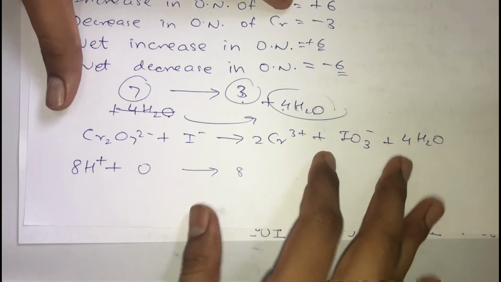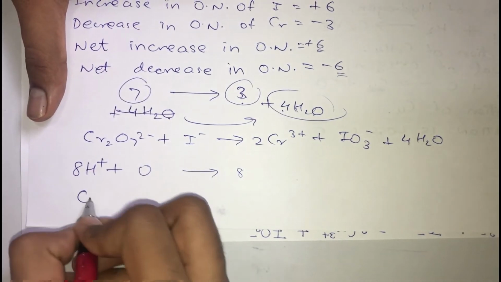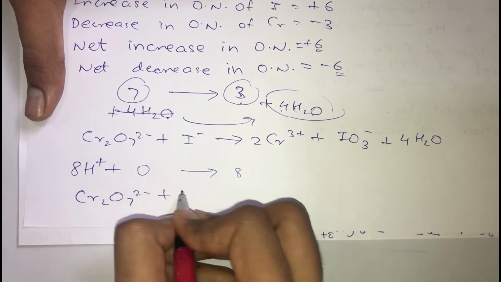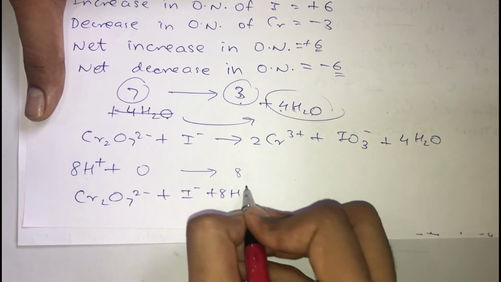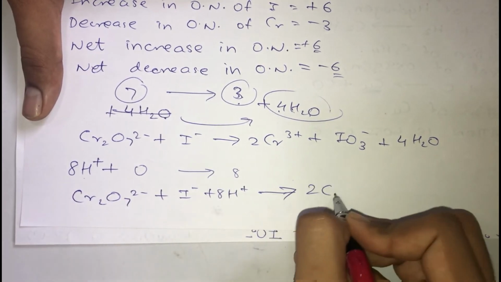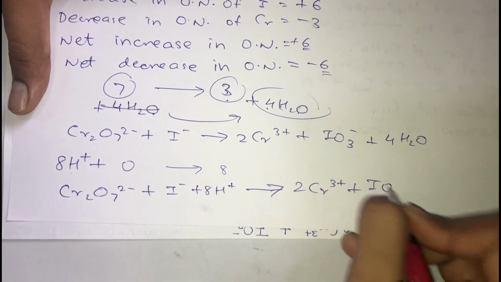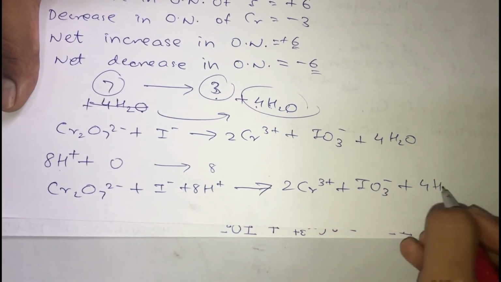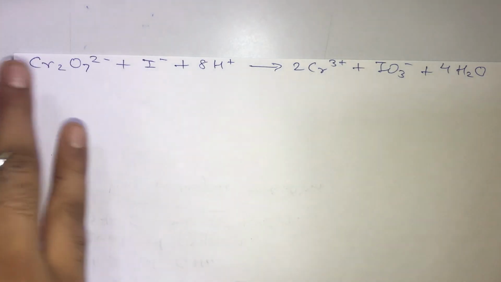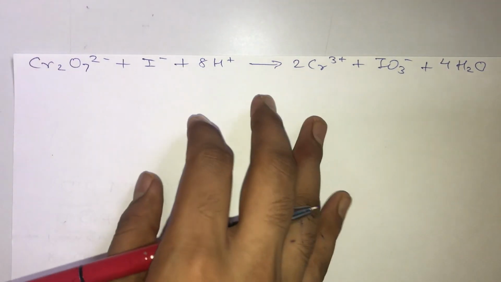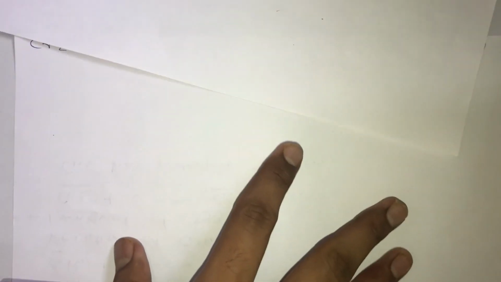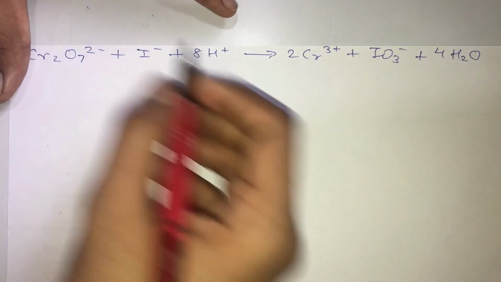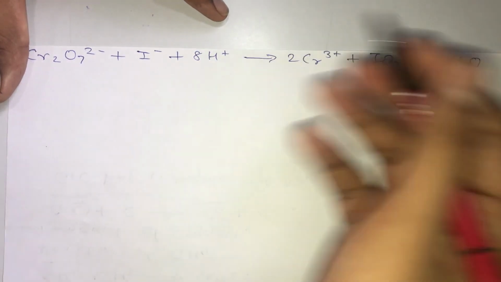So now the revised final equation that we get is Cr2O7 2- plus I- plus this 8H+ on the left hand side, right, will give you 2Cr3+, IO3- plus 4H2O. So this is the revised equation that we have got. Now let us check step number 10, to check the equation to make sure it's balanced. And how we are going to make sure it's balanced? By checking the charge on the left hand side should be equal to the charge on the right hand side.